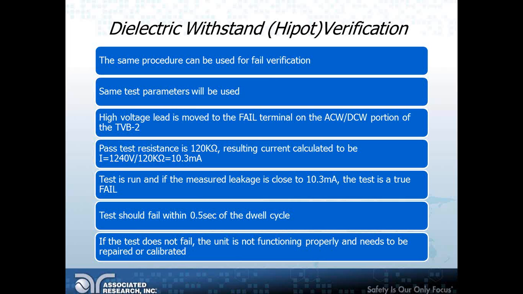And when we run this test, the test should fail within 0.5 seconds of the dwell cycle. Hence, that would tell us that our tester is detecting proper failures, true failures and true passes. In order to keep in specification with the agency regulations, the test should fail within 0.5 seconds of the dwell cycle. If the test does not fail, that means your electrical safety tester is not properly reading leakage current and should be repaired or calibrated.